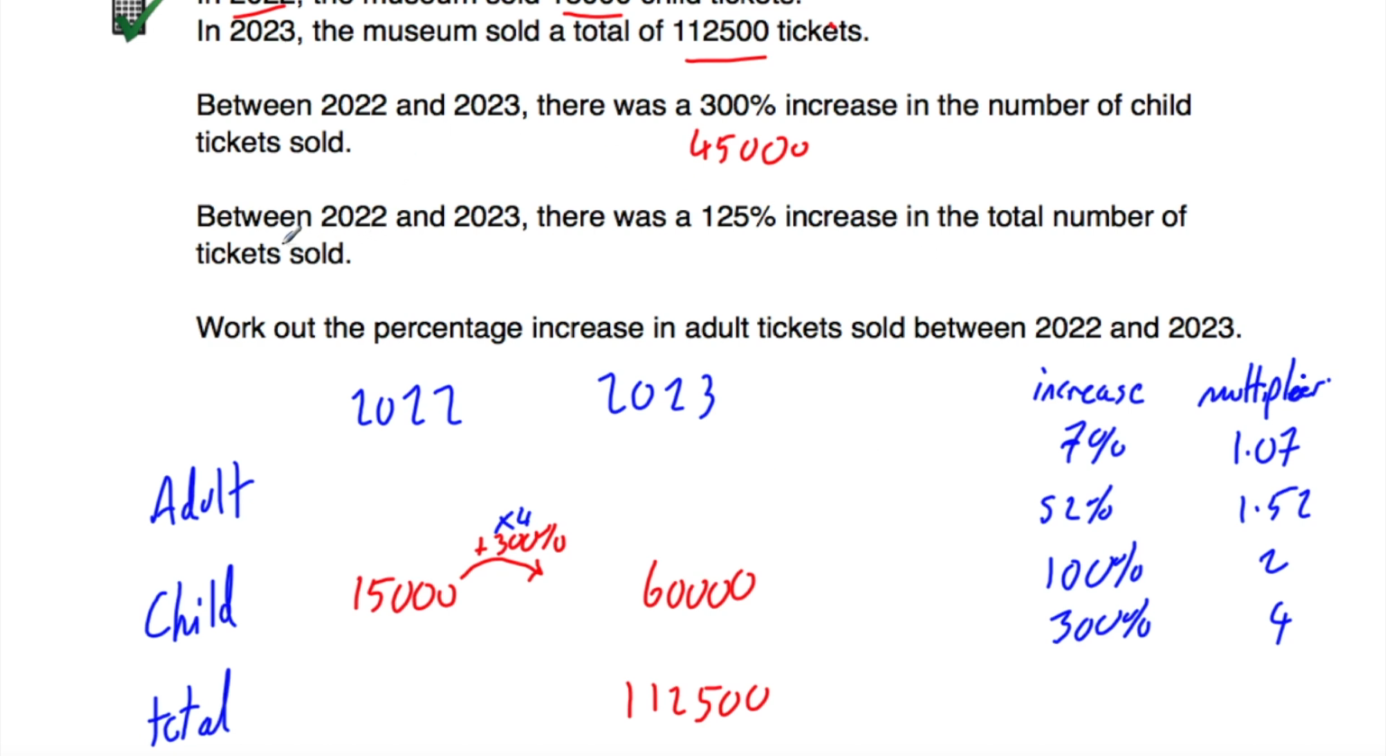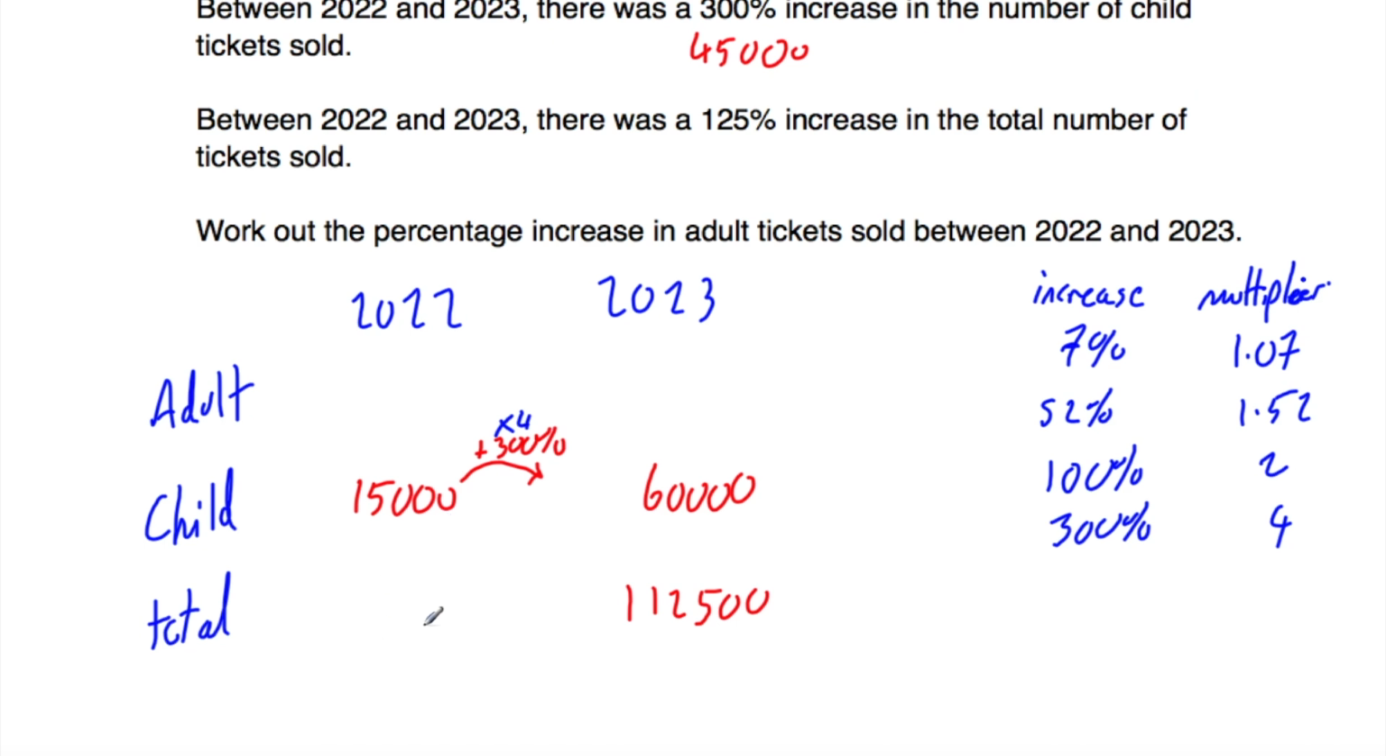Okay, and then we're told between 2022 and 2023 there was an increase of 125% in the total number of tickets sold. If there's an increase of 125%, you're then going to have 225%, because this would be the 100% you started with, and you're increasing it by 125%, so you'd have 225%. So the multiplier, if we wanted to go from here to here, would be 2.25. To increase something by 125%, you'd multiply by 2.25.